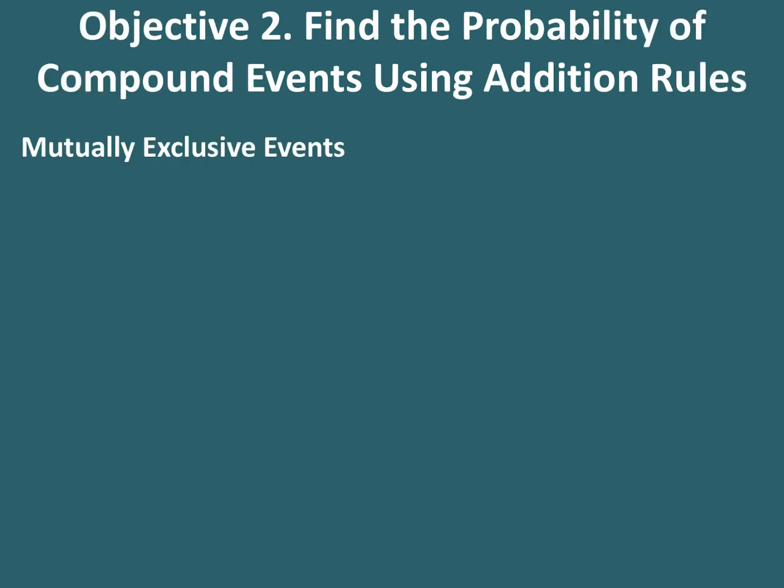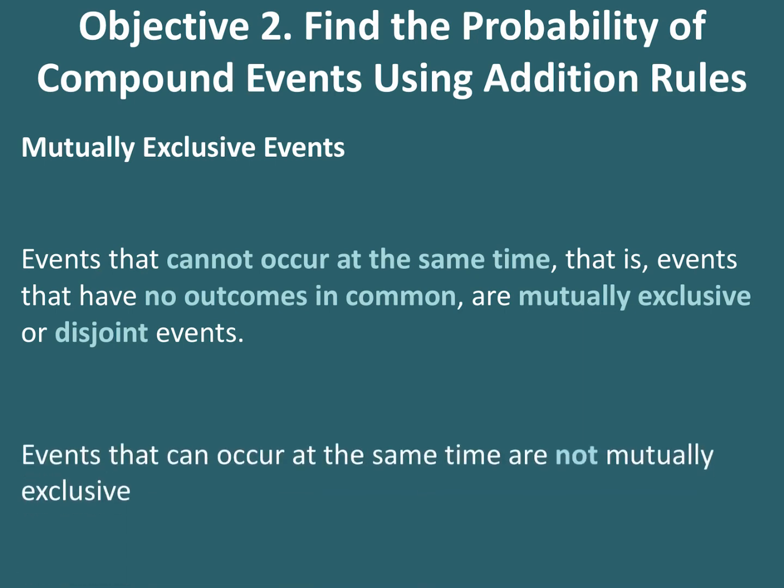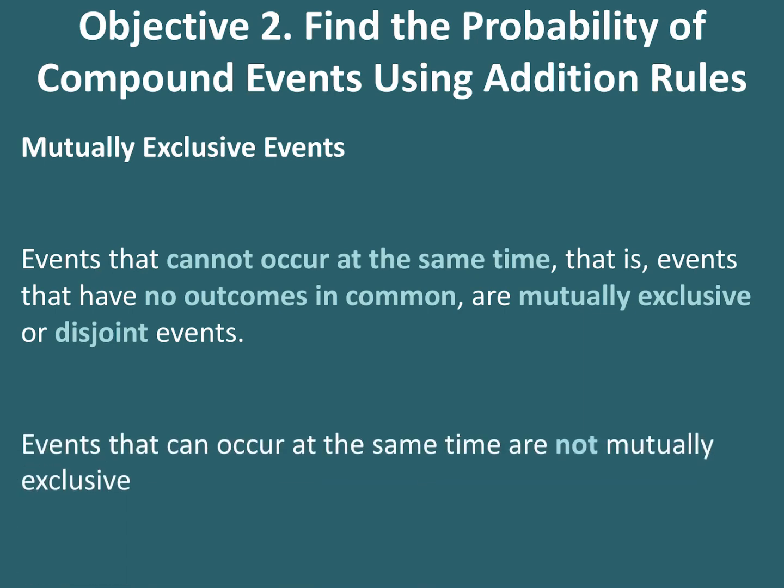Mutually exclusive events. Mutually exclusive events are events that cannot occur at the same time. That is, events that have no outcomes in common. These are also known as disjoint events. Events that can occur at the same time are not mutually exclusive.